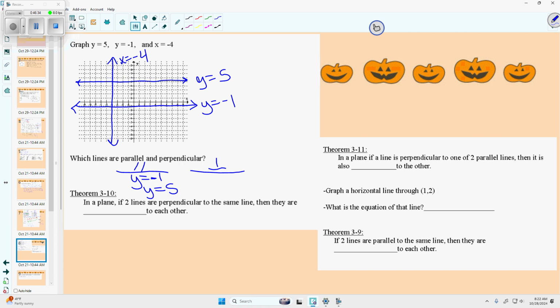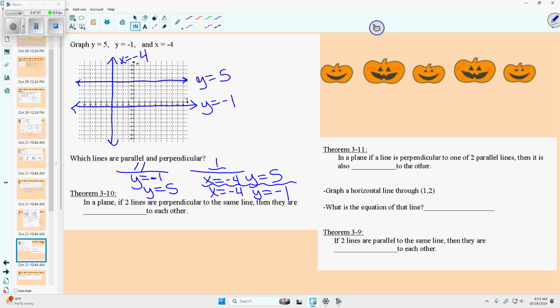Absolutely. What kind of angles does that mean? They cross at what kind of angle? 90s. Which lines cross at a 90? X equaling -4, and you said both y's. So y equals 5 and x equals -4, and y equals -1. Those are both sets of perpendicular lines. Yes?